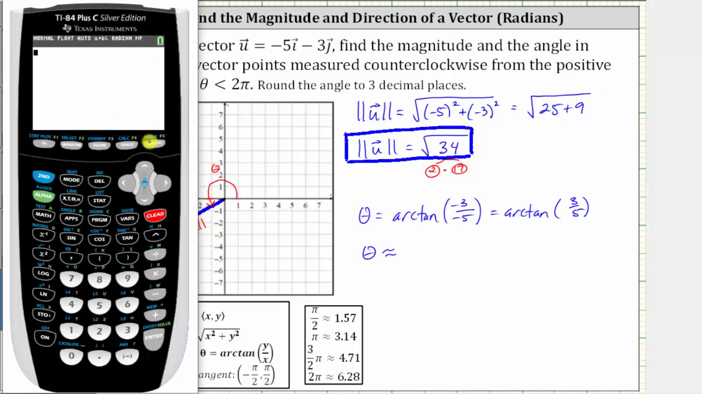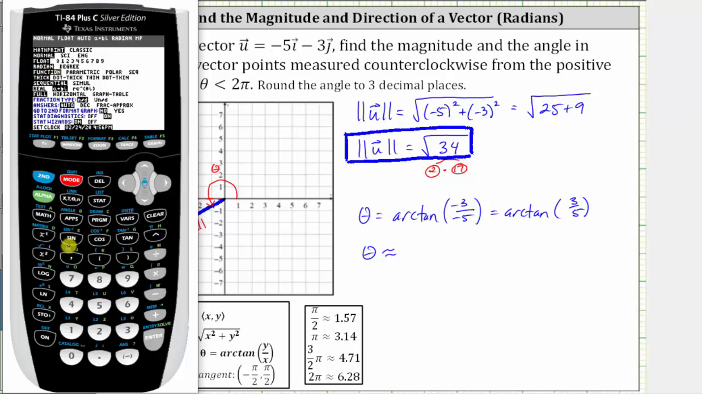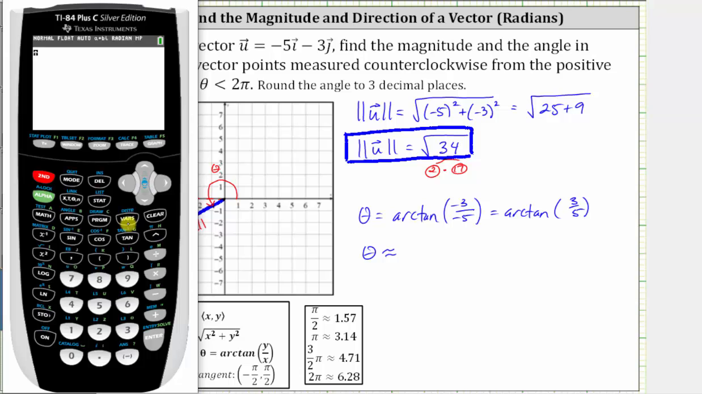Let's verify we are in radian mode by pressing mode. Notice radian is highlighted, so we go back to the home screen and enter second tangent for inverse tangent, 3 divided by 5, close parenthesis, and enter. To 3 decimal places, we have 0.540 radians. But notice how this is not the angle we are looking for.